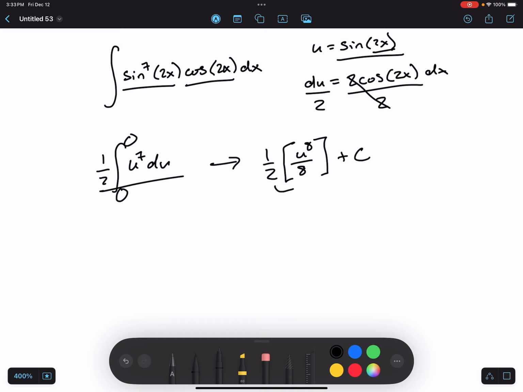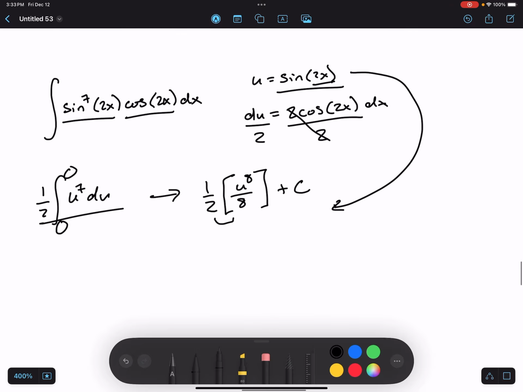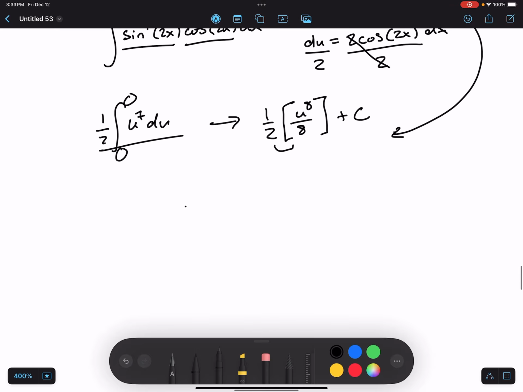Finally, we just need to distribute the 1/2 and then resubstitute in our u value from up here, and then we'll be done. So what we've got is u equals sine 2x, so we can rewrite this as sine to the 8th power 2x, and then distribute the 2 over 16 plus c. And that is the solution to our integral.